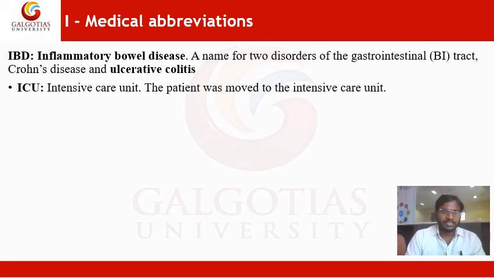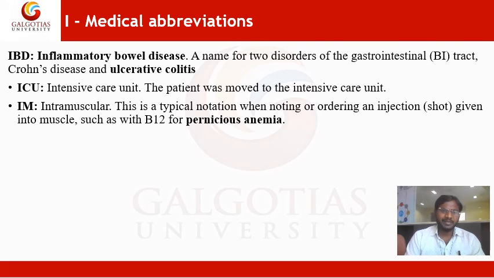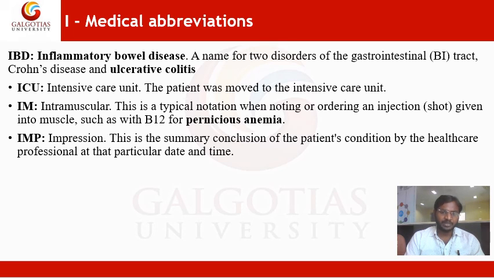Next one, IM, intramuscular. When you go to the hospital and get an injection, mostly the coding is there: IM, IV, subcutaneous, like that. IM means intramuscular, the muscle. The injection should be given to the muscle. Next one, IMP, impression. IMP means impression.